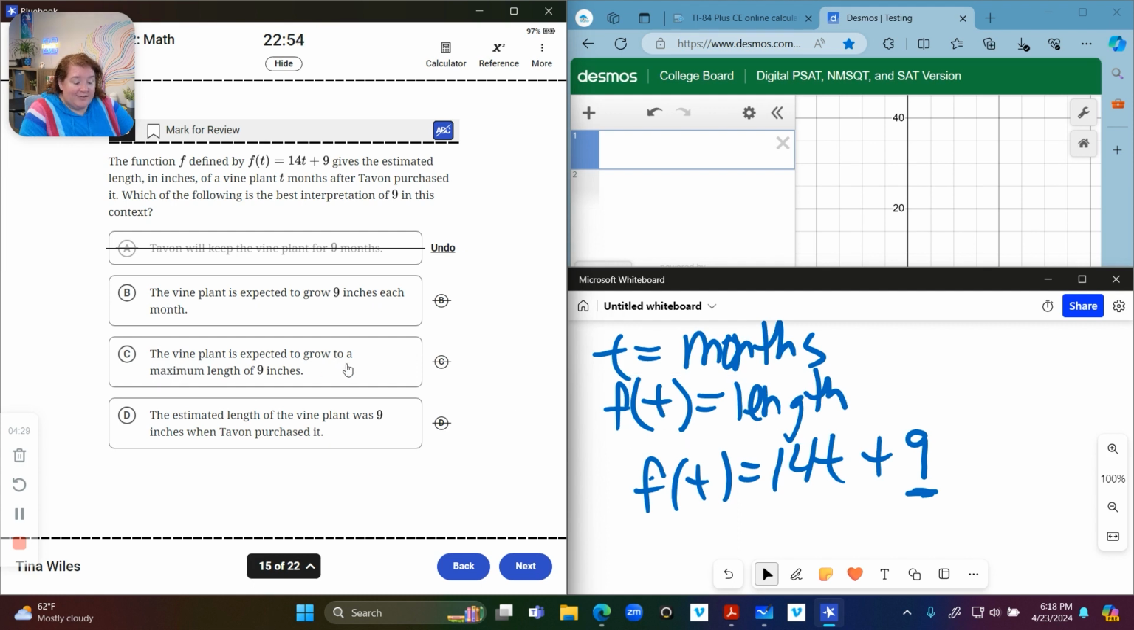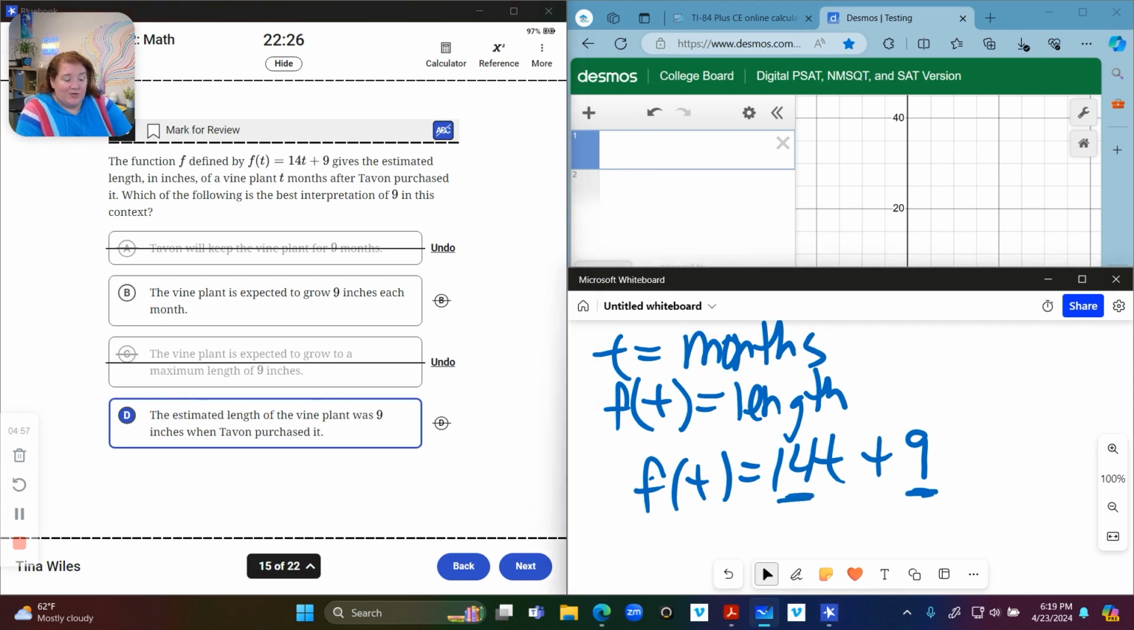The vine plant is expected to grow to a maximum length of 9 inches. No, you're going to add to 9, so it's not the maximum. The estimated length was 9 inches when Tavan purchased it. Now that makes sense, because if t equals 0, which is when he purchased it, I would get 9 as the answer. For B, why this is wrong is the 14 is actually how much it's going to grow each month.